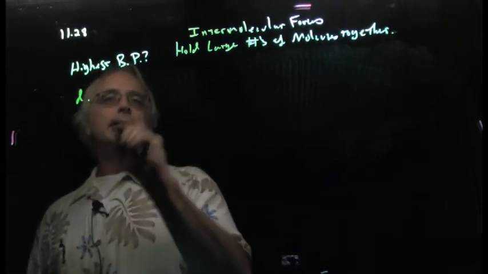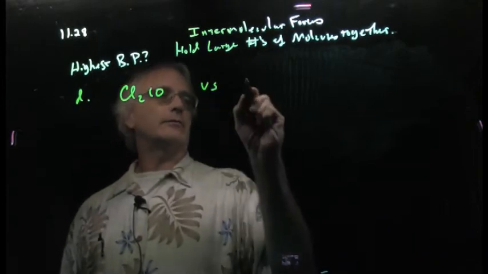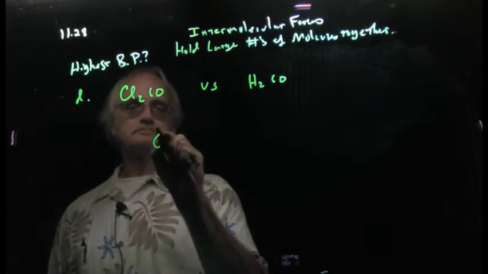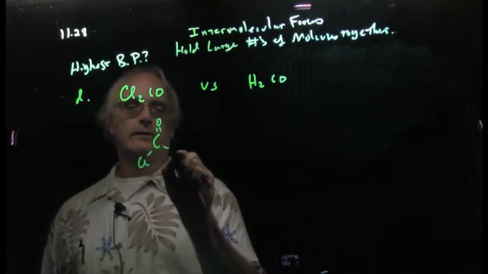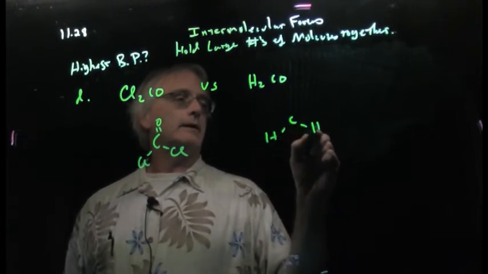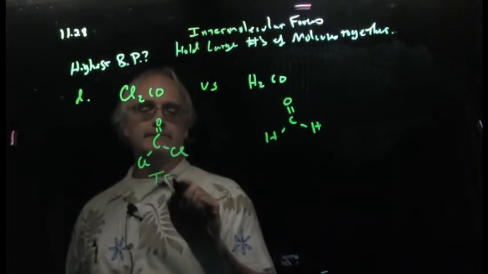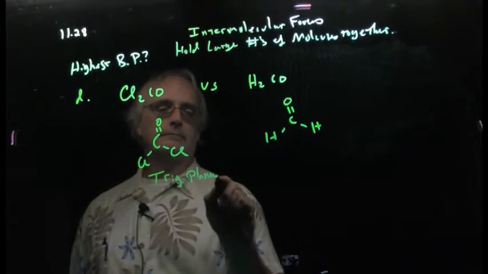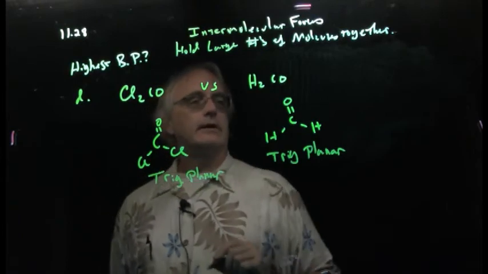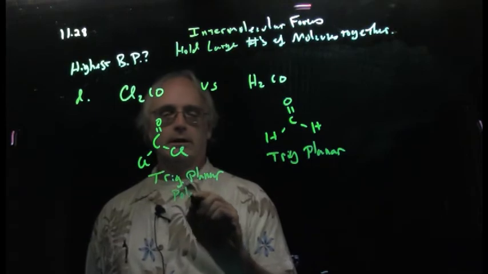Part D. Okay. Now they want us to compare these two molecules, phosgene versus formaldehyde, H2CO. If you draw out the Lewis structures of these two, we're going to come out with these structures. Okay, and for phosgene, or for formaldehyde, we're going to come out with that structure. Very similar type structures. They are both trigonal planar. Three regions of electron density around the central atom, trigonal planar structures, therefore they are both polar.